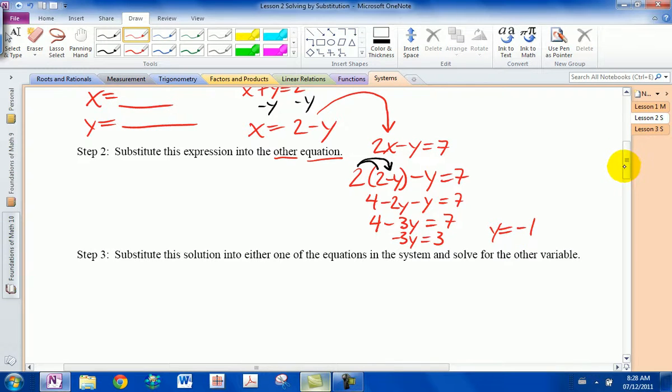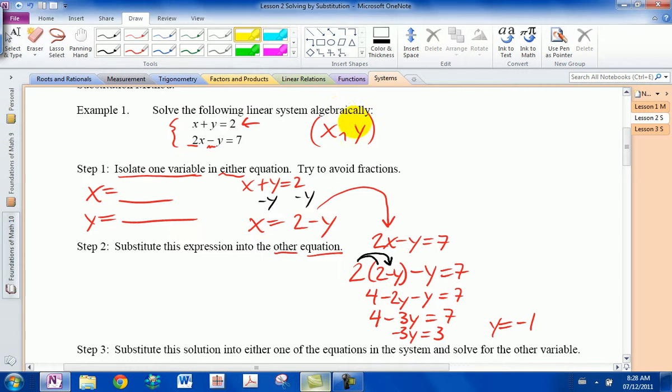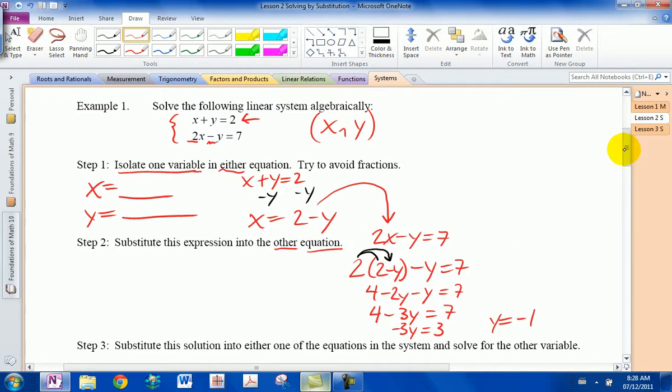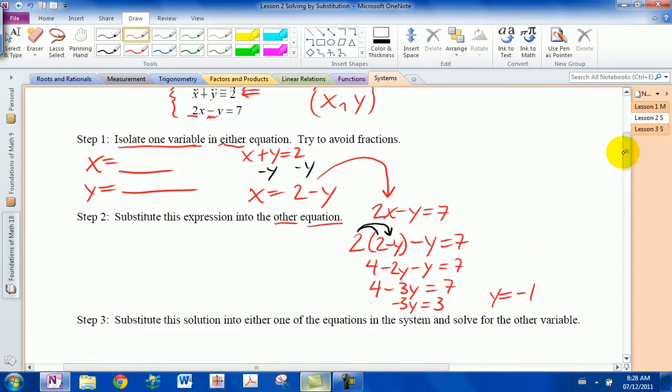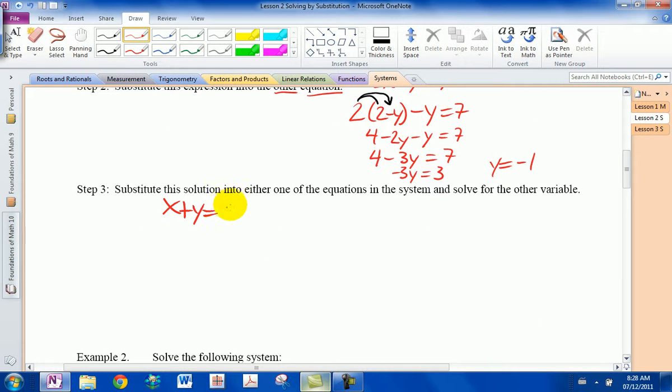Okay, so now we know part of the answer. We've just found half of the solution. We found our y value. So now what we have to do is substitute in to find our x value. And we can do that a whole bunch of different ways. There's probably about 4 different ways to do that. So you have an equation x plus y equals 2, and the other equation was 2x minus y equals 7. So you choose either one.